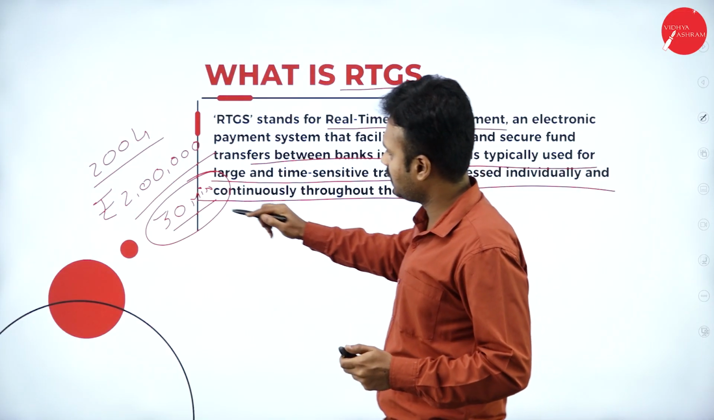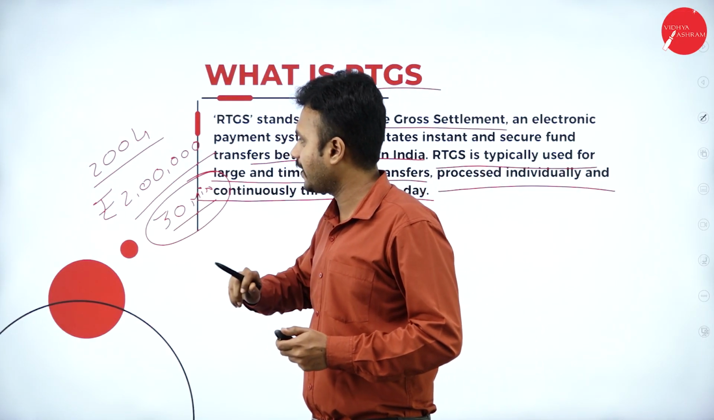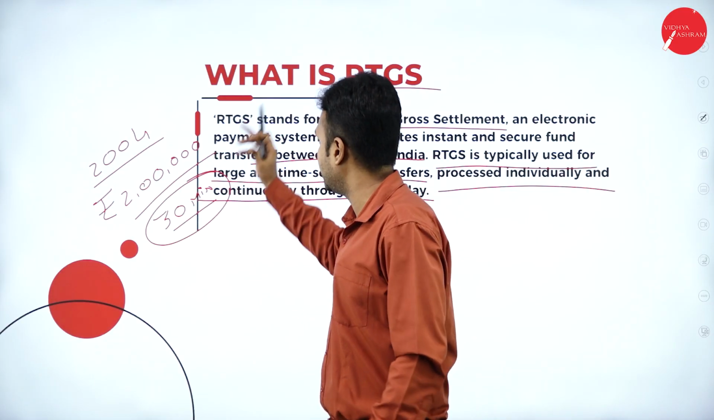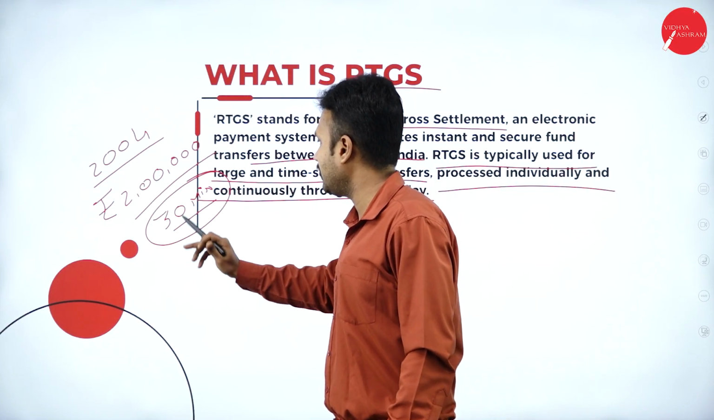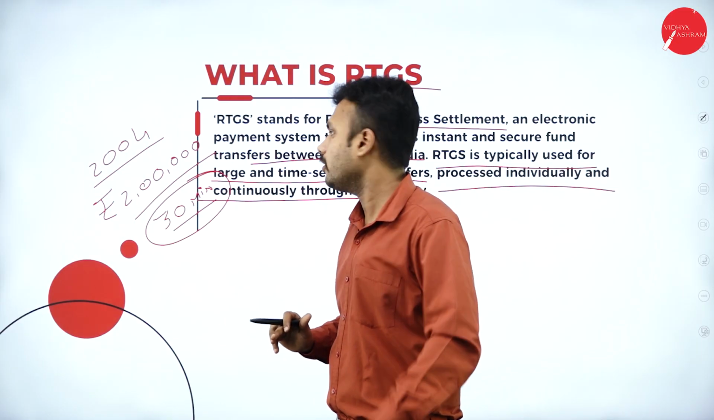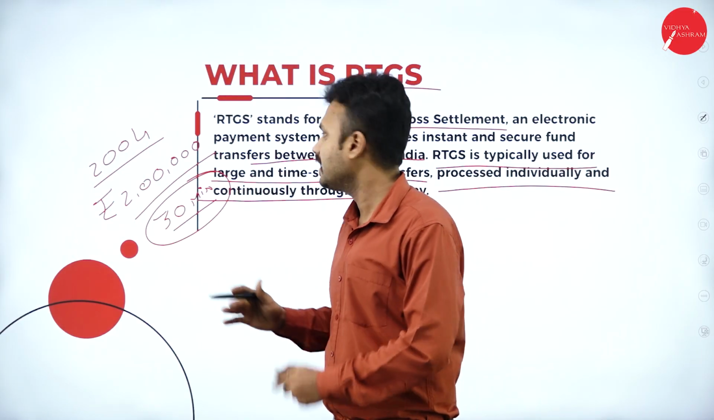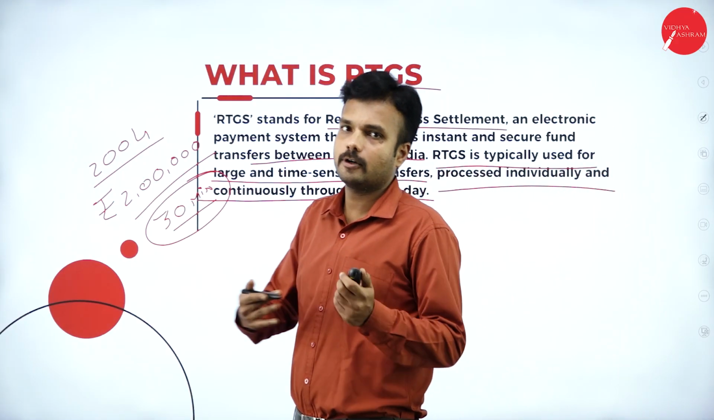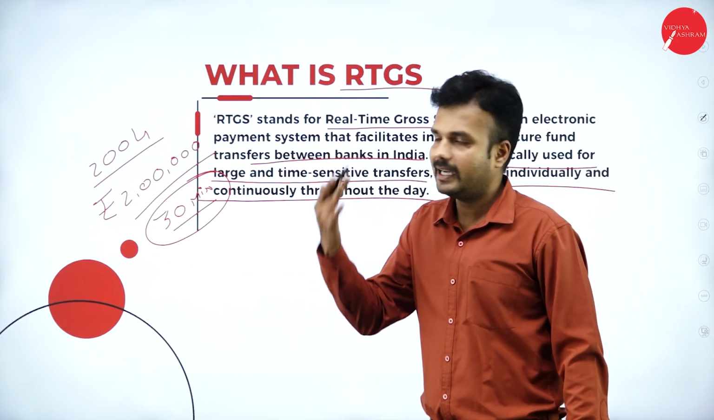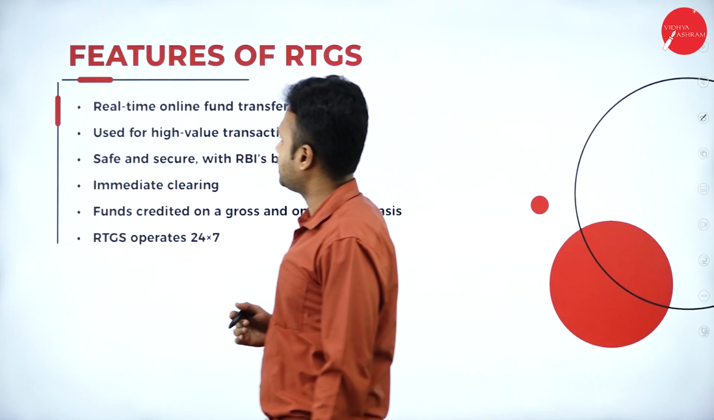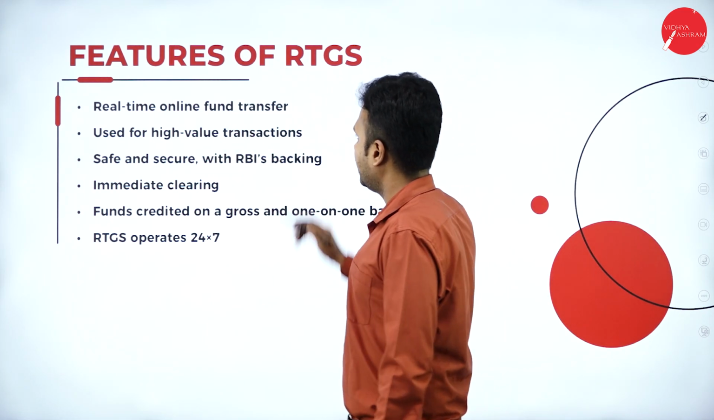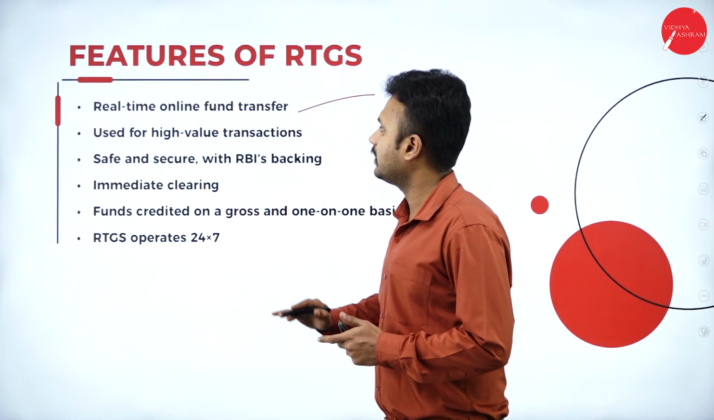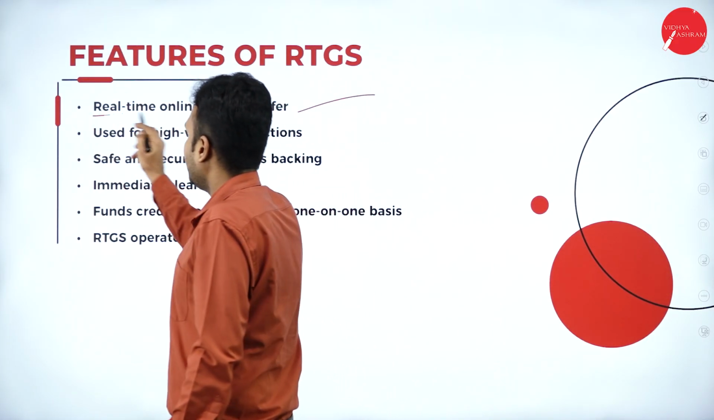Large means minimum we are supposed to pay 2 lakh rupees, and time sensitive means we don't have much time, so we can go with RTGS, where within 30 minutes the transaction is going to happen, whether it is a payment or settlement. And also we can do any number of payments throughout a day, individually or collectively. Features of RTGS: real-time online fund transfer. In terms of RTGS, it is going to transfer the fund in real time.